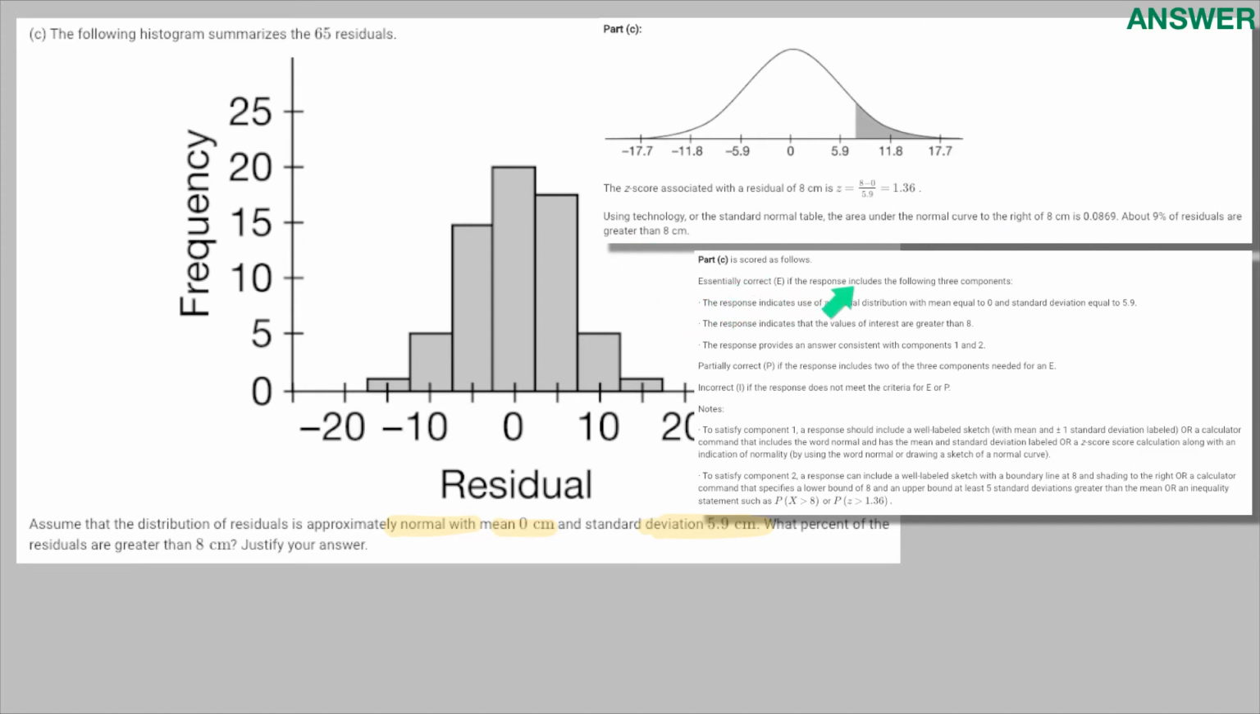To get essentially correct for this question, make sure that you summarize the information given. A diagram is a great way of doing that. Response indicates the values of interest are greater than 8. Find 8 on your diagram, and answer consistent with components 1 and 2. Calculation at the end of about 9%.